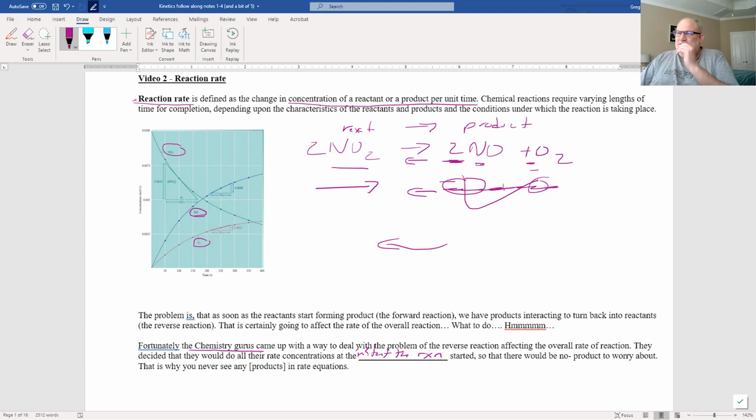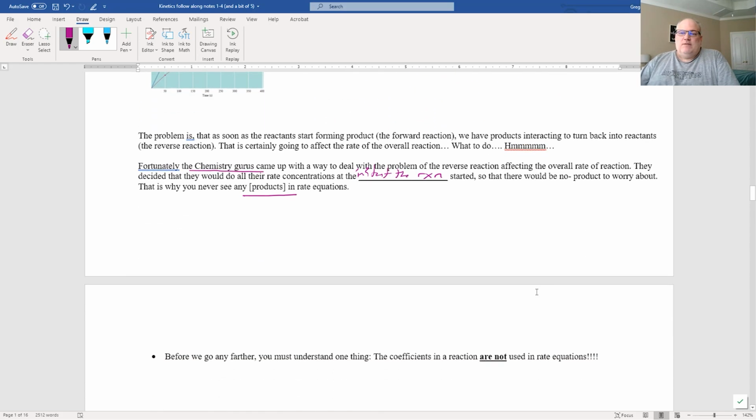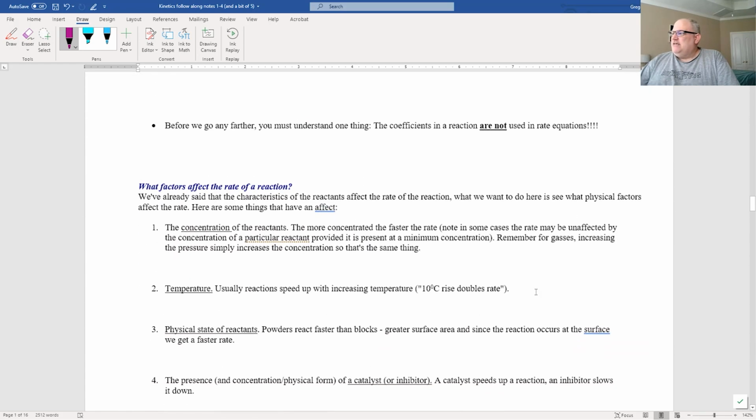So there'd be no products to worry about. It kind of makes sense, and what's really interesting is that in every single kinetics problem you're going to see, you're never going to see concentrations of products in any of your rate reaction problems. Why? Simply because we are not going to worry about them, because we know that it would impact our overall equation. So what I do need you to understand is this, and this is incredibly important.